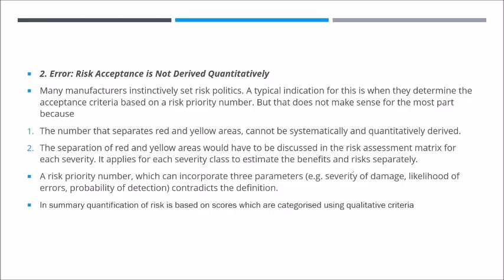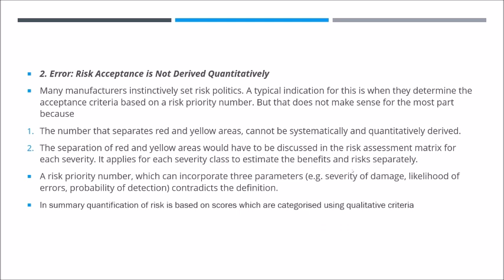So the second error a lot of people make is that risk acceptance is not derived quantitatively. Many manufacturers instinctively set risk politics. What I mean by risk politics is that they do their risk assessments in a way that the risks are already justified, rather than going into a risk assessment with an open mind that you might find something out about your product that you didn't know before, and you might not realize that you have to control. So there's no point in doing a risk assessment if you've already decided that it is acceptable. You need to go in with an open mind.